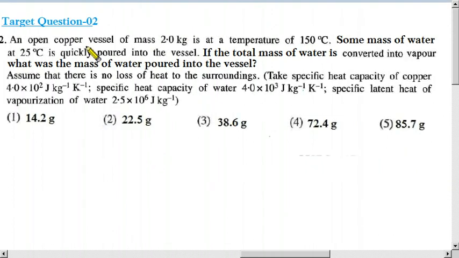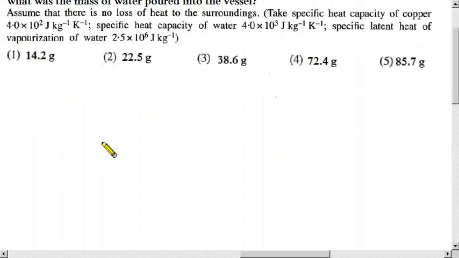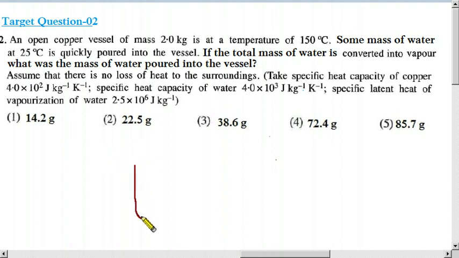Children, here is the target question 2. So now you have to face it. So pause the video, read the question properly, and try to answer it on your own. Don't watch the video. Pause the video now. So I think now you have done. So I am going to try this question.